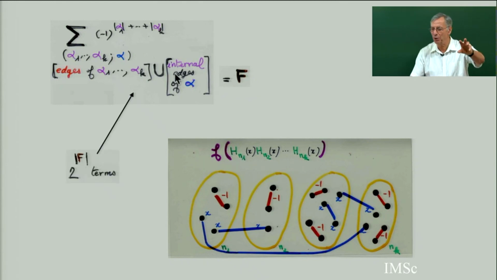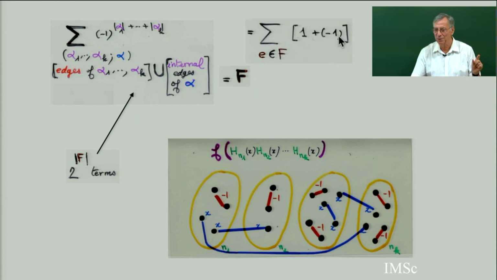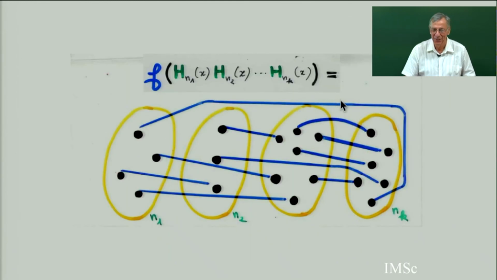So the total number of terms in the summation will be 2 to the power |F|, the choice of the color of one of these internal edges. And so it is very easy to see that this summation is the sum over all edges of 1 plus minus 1, which is 0. The 0 is behind my face, behind this picture. So this is 0, you can believe me. Okay, and this gives a proof.